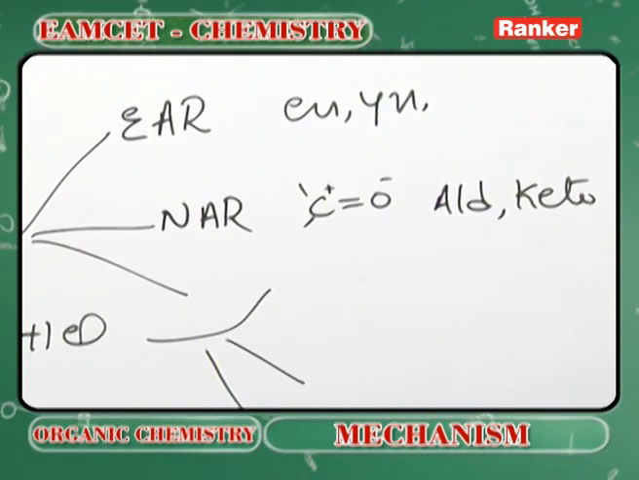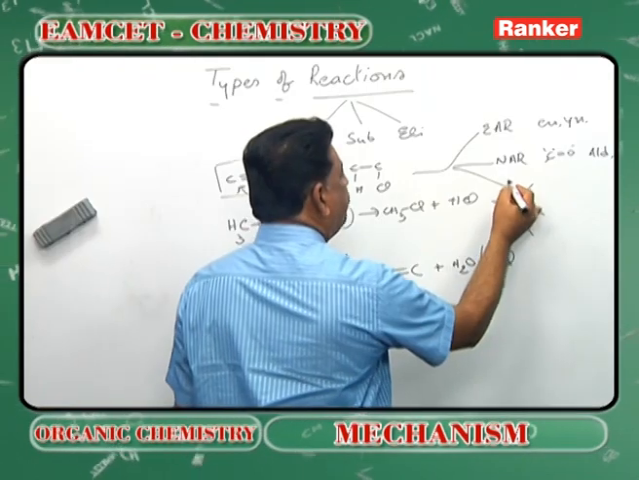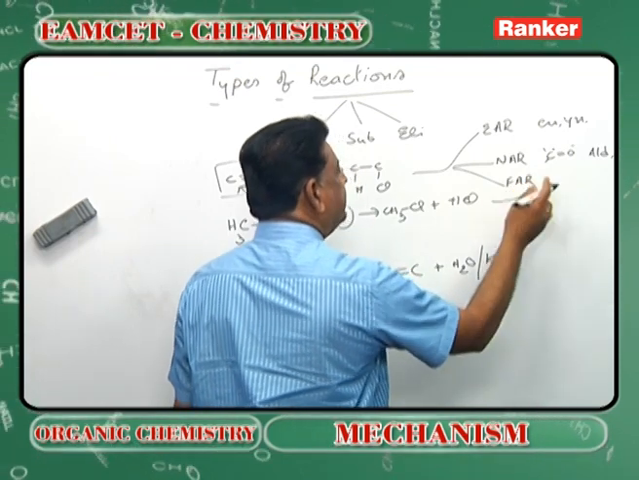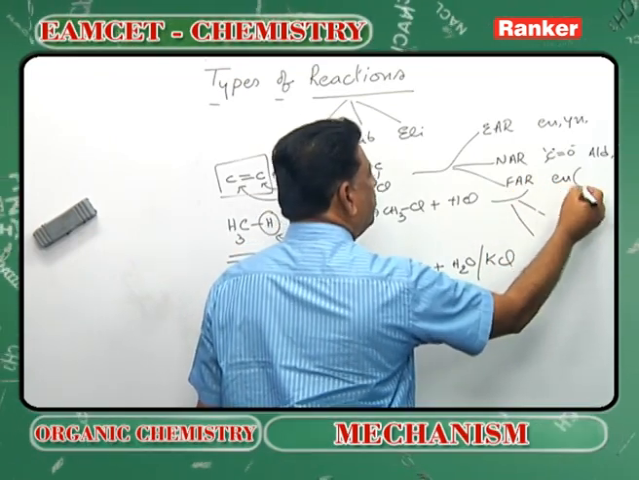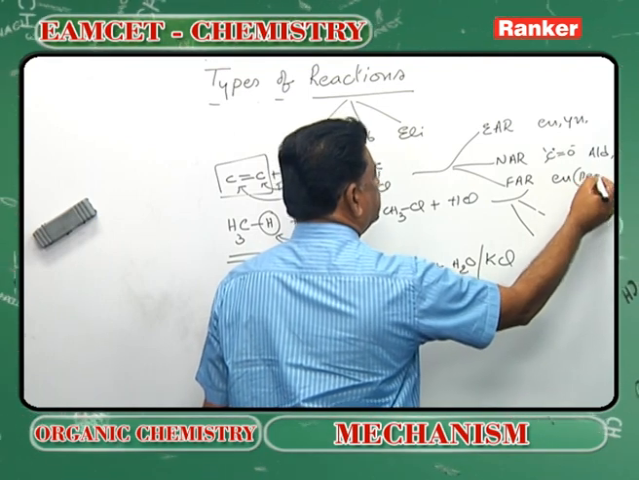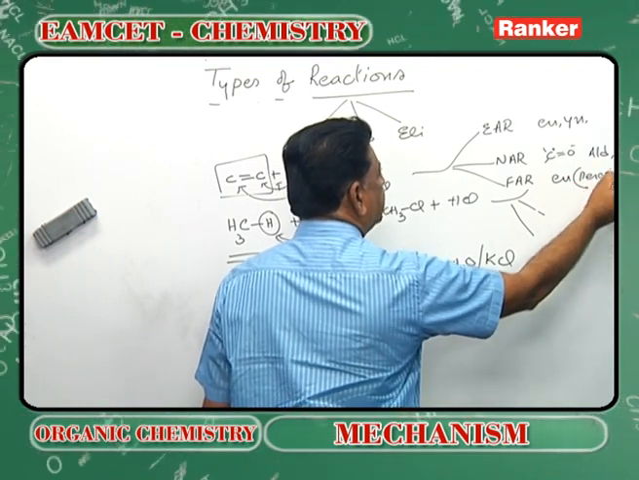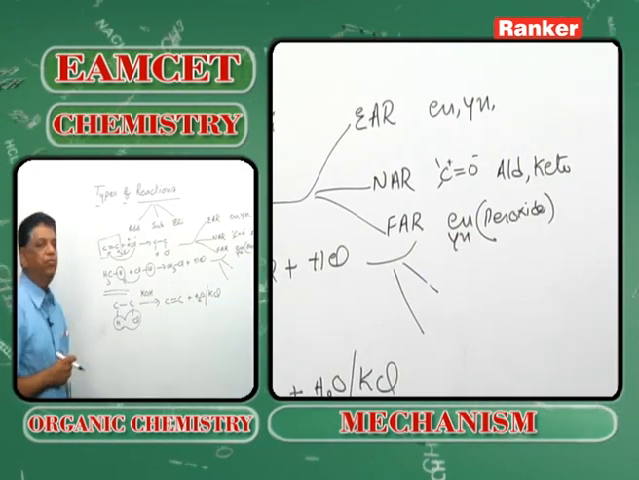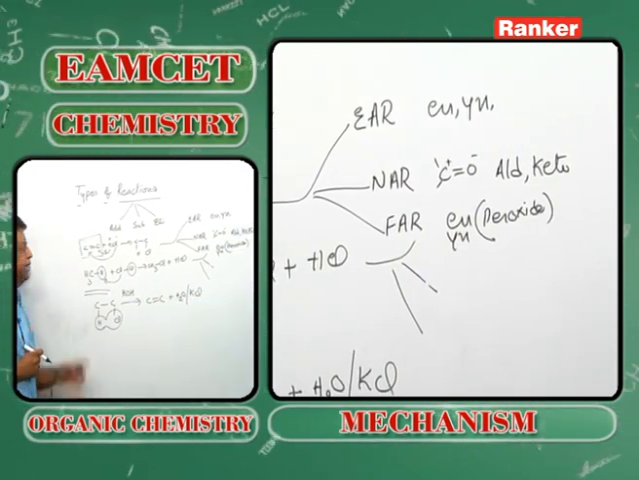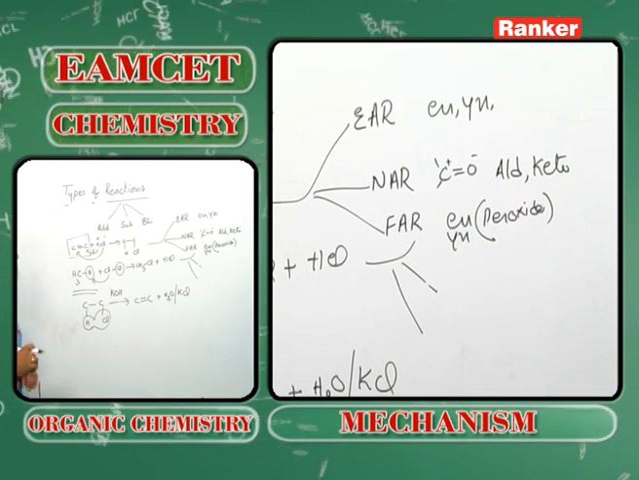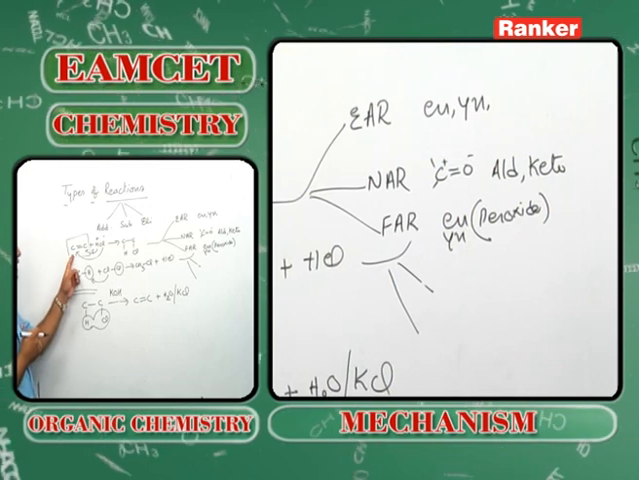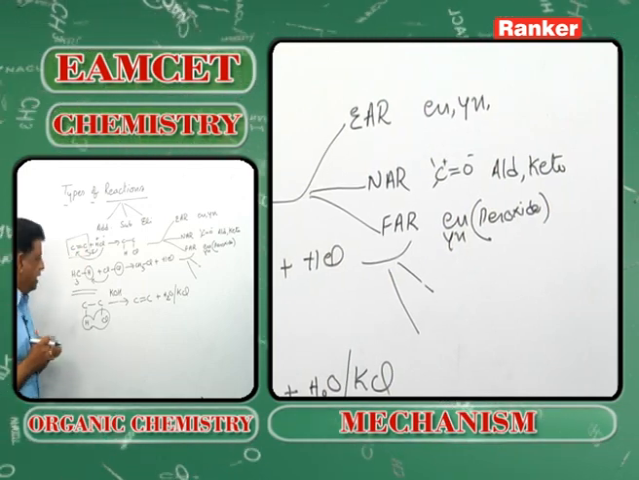Now, the third type of addition is the free radical addition reaction. This takes place in alkenes once again, catalyzed by the peroxides. When peroxides are there, alkenes and alkynes undergo this same free radical addition reaction, because under the peroxides the reagents will be available in the form of free radicals. Therefore, one free radical adds on one side, and the other free radical adds on the other side.